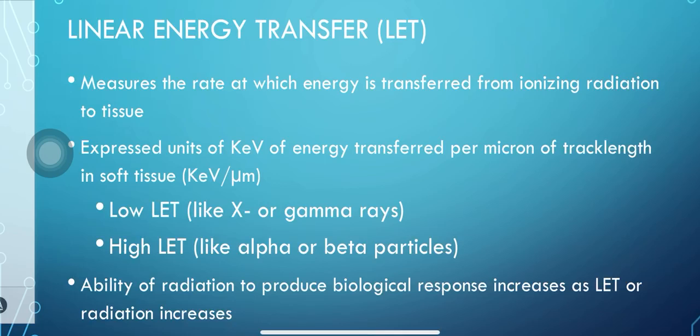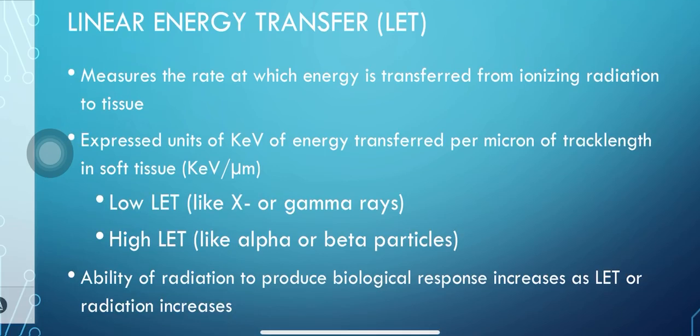Some types of radiation have low LET. They deposit less energy as they travel, like X or gamma rays, and some are high LET, like alpha or beta particles. The ability of radiation to produce a biological response increases as LET increases.